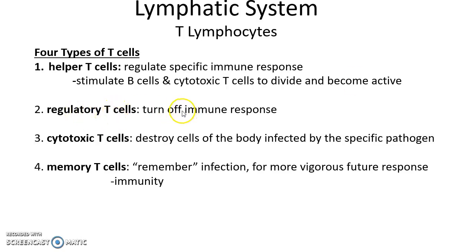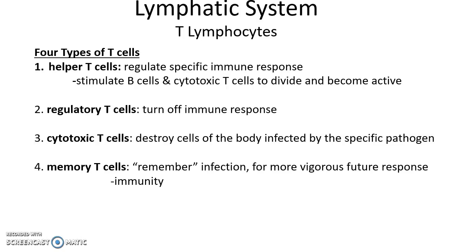Regulatory T cells turn off the immune response. We have something turning it on, we need something else to turn it off so that when we get better, when the pathogen is gone, we can stop producing cells that are no longer needed. There's the cytotoxic T cells. Again, cytotoxic T cells destroy cells of the body infected by the specific pathogen.